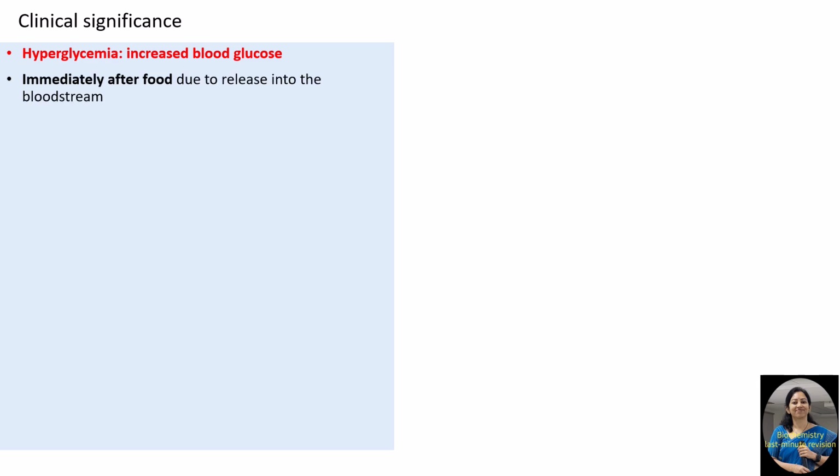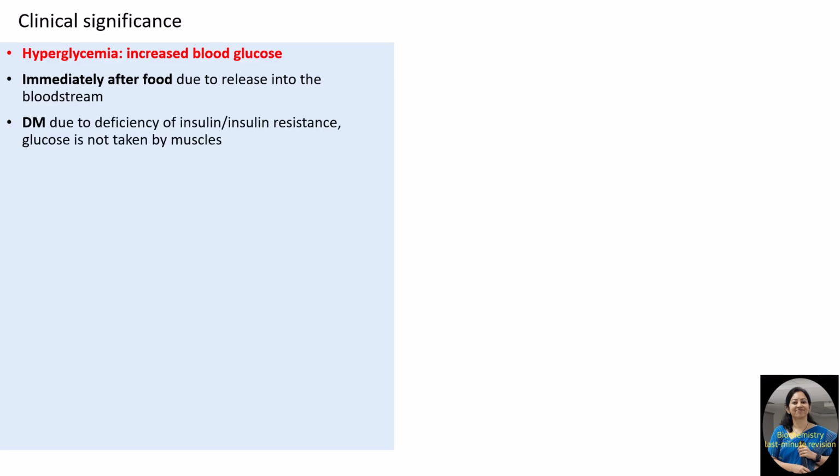Coming to the clinical significance part, let's first understand hyperglycemia. Hyperglycemia means increased blood glucose, fasting more than 126 and postprandial more than 200. What are the causes? Immediately after food, the blood glucose increases because of release of glucose into the bloodstream. As you all know, the carbohydrate rich diet is ultimately broken down to glucose, and this glucose is released into the bloodstream. So this will cause postprandial hyperglycemia.